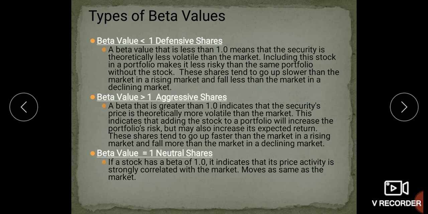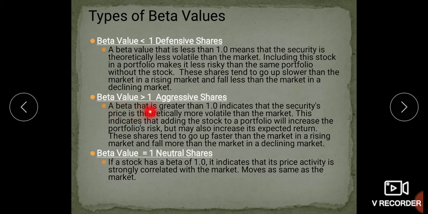So that's why including stocks which have less than 1 beta value in a portfolio is safer. It is less risky, because if a decline happens in the market, this particular share's price will fall less than the whole market rate. And the return is also affected, because in a rising market, even though the market rises at a faster rate, this particular share's price will go up at a slower rate than the rising market. So that's all about the beta value and defensive shares.